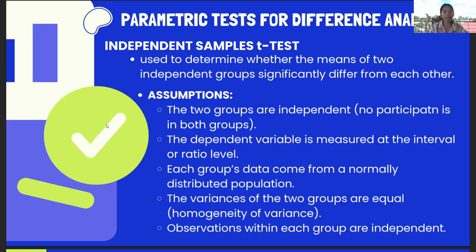Next, we have the parametric test for difference analysis: the independent samples t-test. We are going to use this to determine whether the means of two independent groups significantly differ from each other. And the assumptions are: the two groups are independent; the dependent variable is measured at the interval or ratio level; third, each group's data come from a normally distributed population; fourth, the variances of the two groups are equal, or homogeneity of variance; and the last one is observations within each group are independent.